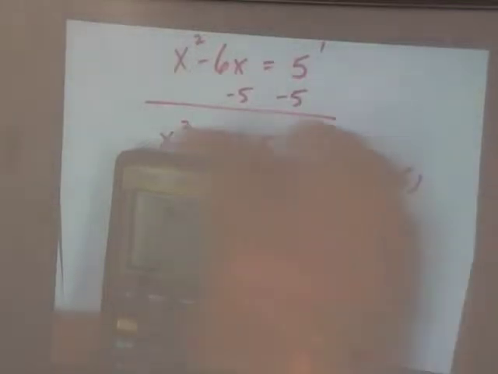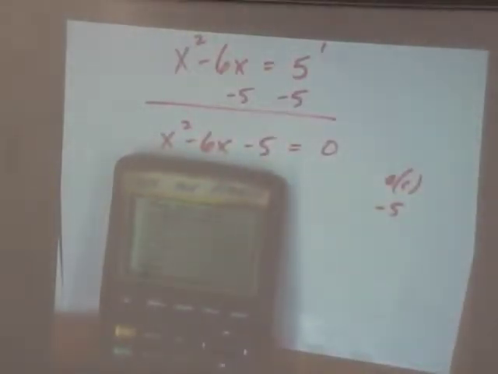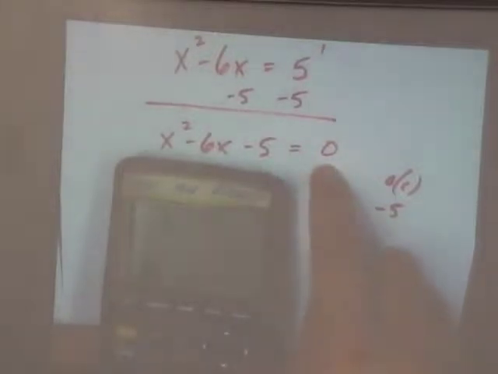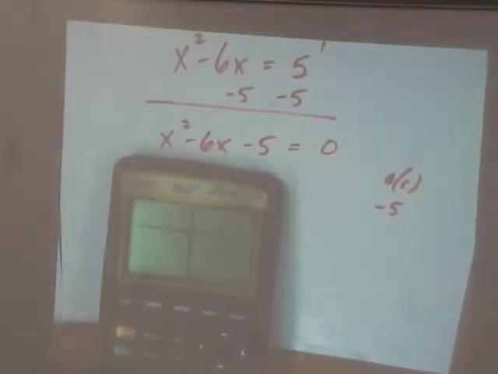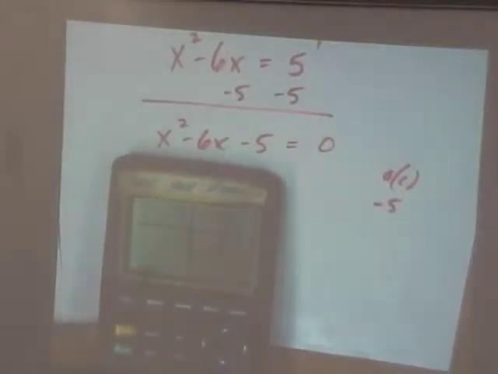I'm going to graph the left-hand side in y1. So that'll be x squared minus 6x minus 5. And the right-hand side in y2, so that'll be y equals 0. Graph. One solution, two solutions. Zoom 6. Oops. Zoom 6.